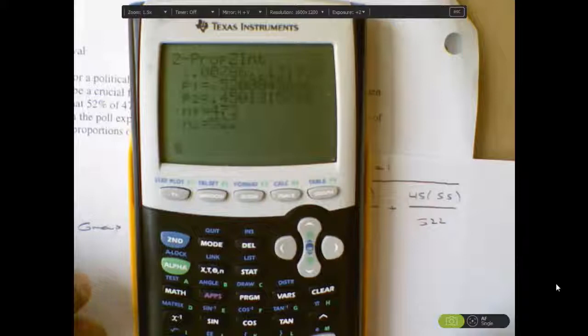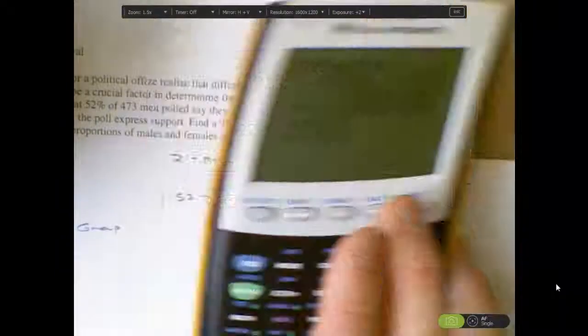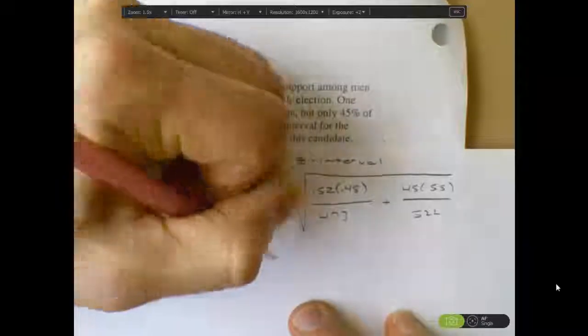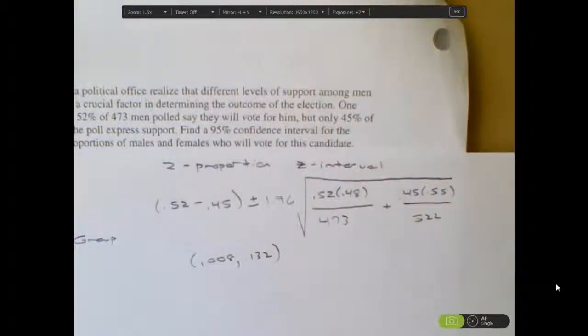Calculate. So 0.132 if I'm rounding to the nearest thousandth. On the AP exam, just leave all the decimals, don't worry about rounding it. 0.132. So then I would obviously write a conclusion for that.